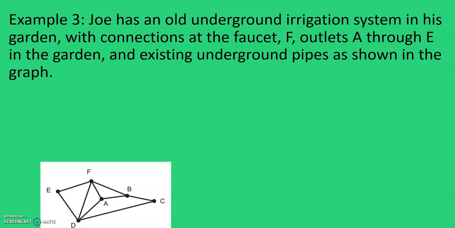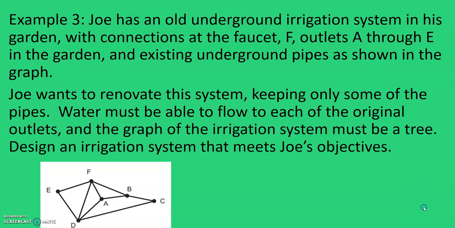Example 3. Joe has an old underground irrigation system in his garden with connections at the faucet F, outlets A through E in the garden, and existing underground pipes as shown in the garden. Joe wants to renovate the system, keeping only some of the pipes. Water must be able to flow to each of the original outlets, and the graph of the irrigation system must be a tree. Design an irrigation system that meets Joe's objectives.